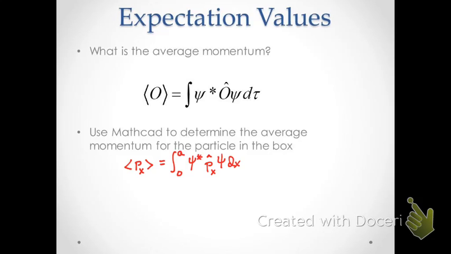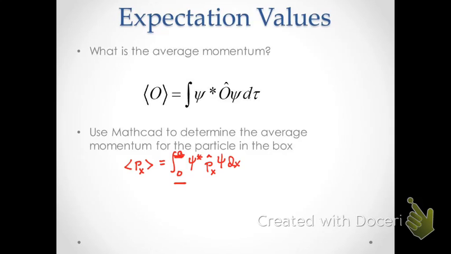So if we want to calculate the average momentum, we have to use the momentum operator. We're operating on our 1D box wave function. And in this case, all space, since a particle cannot exist outside the box, is just from 0 to a, the boundaries of the box itself. So we don't have to go from negative infinity to infinity, just remembering that the particle only exists within the box.